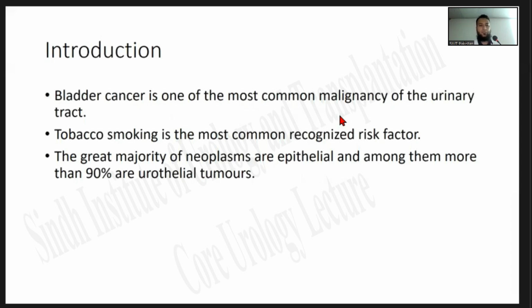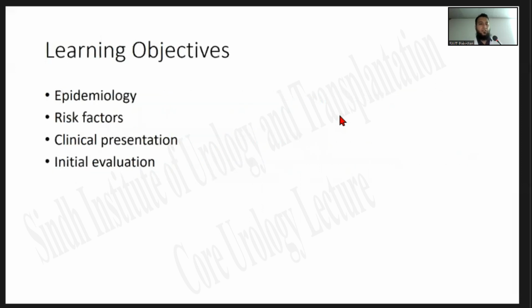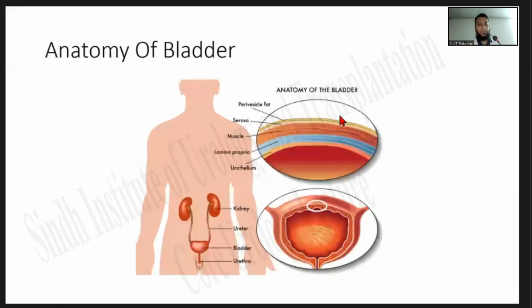Bladder cancer is one of the most common malignancies of the urinary tract. Tobacco smoking is the most common risk factor, and the great majority of the neoplasms are epithelial, with more than 90% being urothelial tumors. Today, our learning objectives are the epidemiology, risk factors, clinical presentation, and initial evaluation.